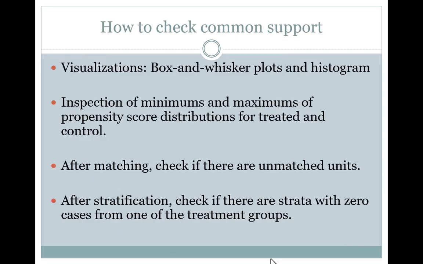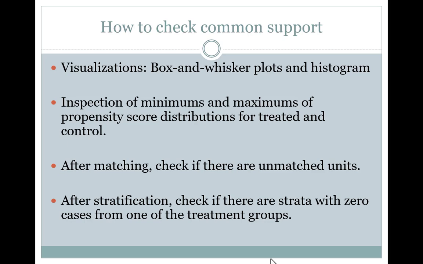So how do we check common support, like this preliminary visual check? Box and whisker plots, density plots, and histograms are common. We look at the minimums and maximums for treatment and control groups. Now, this is a preliminary check. When you do matching, you have a better check later, which is to check if there are unmatched units. If you are doing stratification, there is a check to see if there is any strata with 0 cases for a treatment or control group. Those are checks you do after you implement matching or stratification.